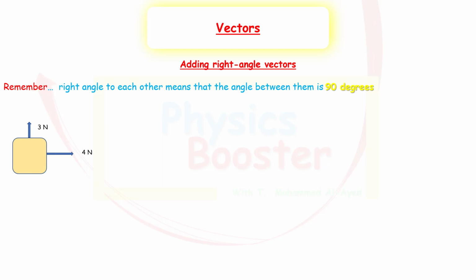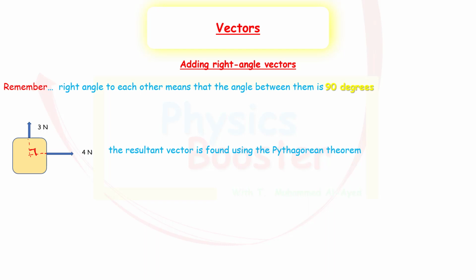For example, let's look at this box right here. It has two forces applied on it. One is equal to 4 newtons and one is equal to 3 newtons. And as you can see, the angle between them is 90 degrees. If we imagine it looking like here, we can see that we have 90 degrees between them, okay? How can I add these vectors together? Well, it's very easy. Some of you already know that.